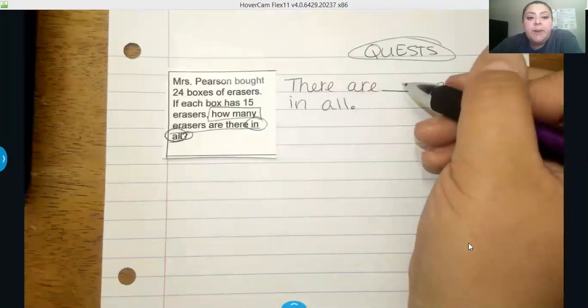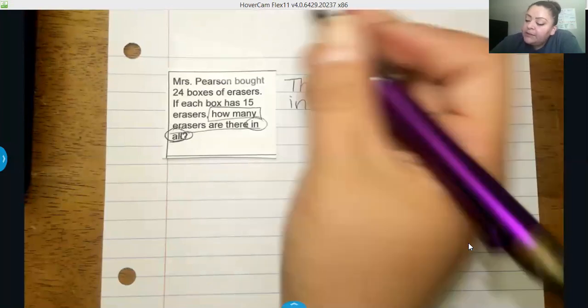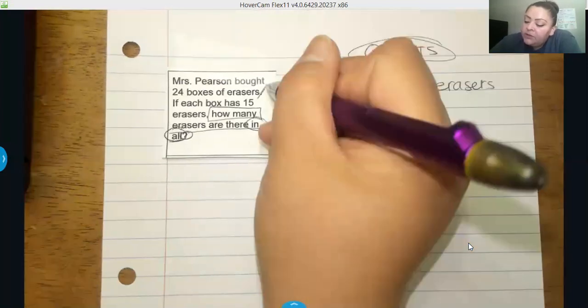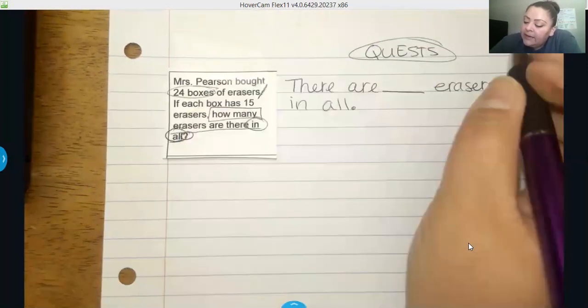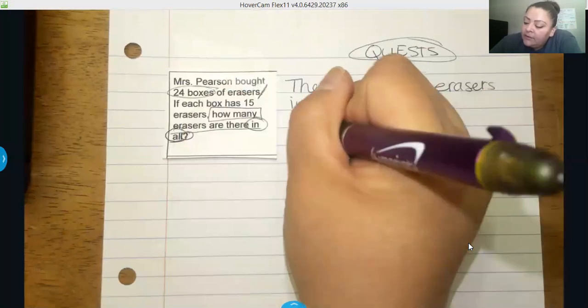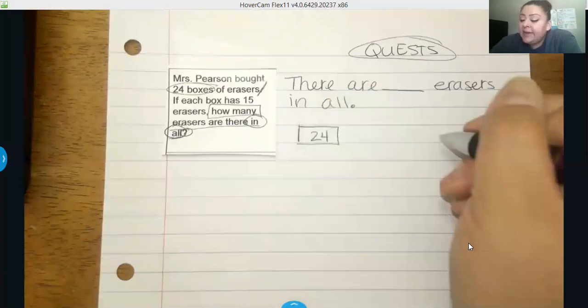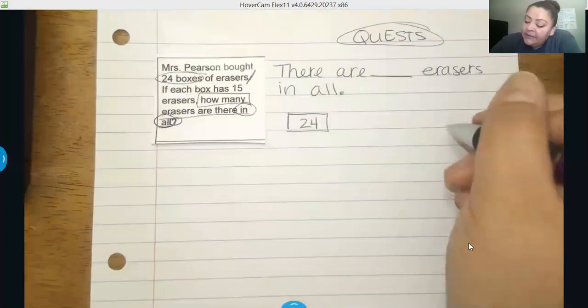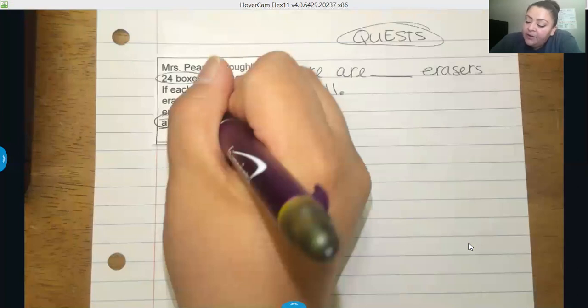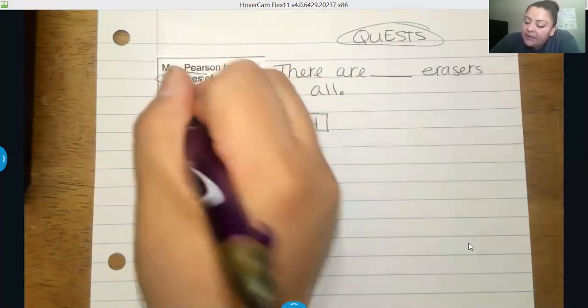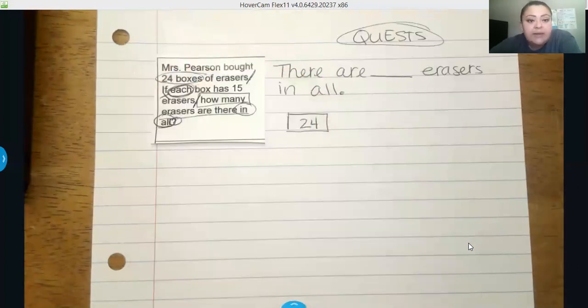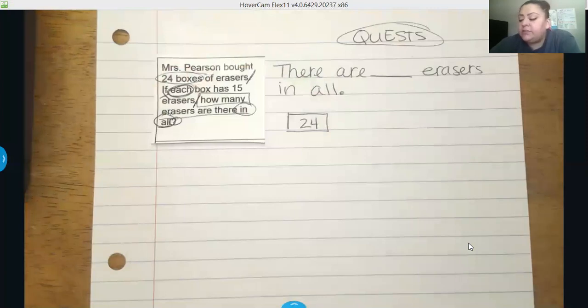what we're doing. Mrs. Pearson bought 24 boxes of erasers. 24 boxes. So let's say, here's my box, but there's 24 of them, okay? If each box has 15 erasers, I'm going to stop there. There goes that word each, which tells me I'm going to multiply. Each box has 15 erasers, okay?